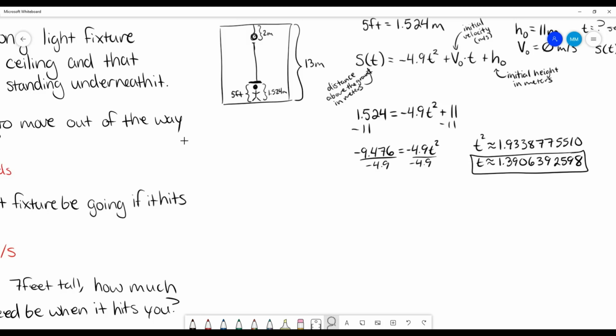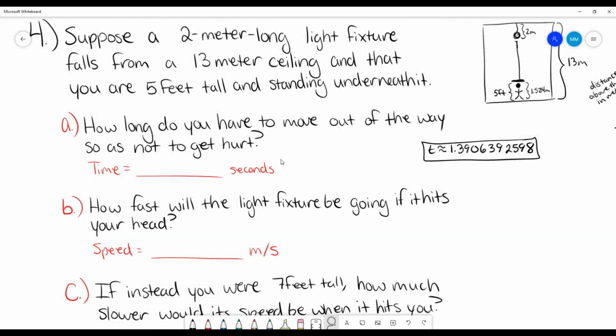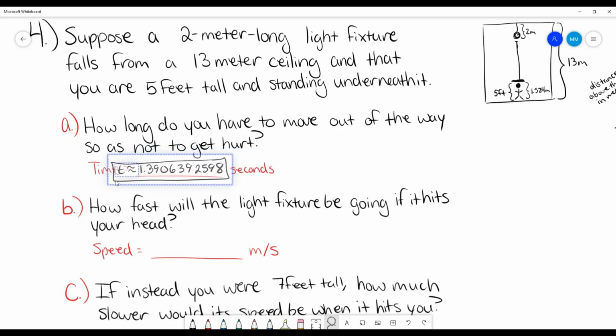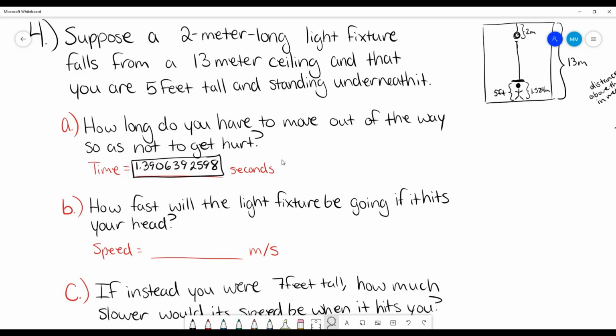And I'm actually going to just bring this over so I can still see it, and write it right over here. Actually, yeah, I'm just going to move that right in there. So let me erase the t equals bit because that's not necessary. This is our answer for that first part. It's going to take a little over a second, but a little under a second and a half to hit us. So that's how long we have to move out of the way.